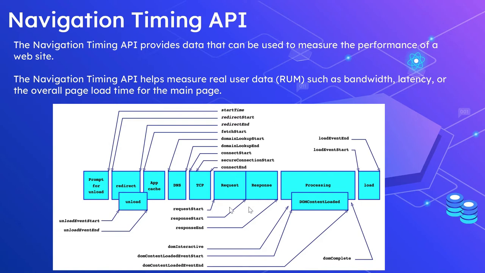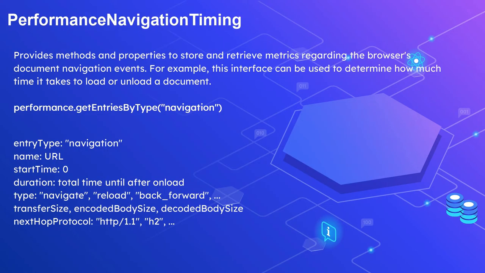There are multiple timeline attributes defined as part of this navigation timing API. The performance navigation timing interface provides methods and properties to store and retrieve metrics regarding the browser's document navigation event. For example, this interface can be used to determine how much time it takes to load or unload a document. The navigation type metrics can be retrieved by performance.getEntriesByType navigation. This retrieves all the navigation type metrics.